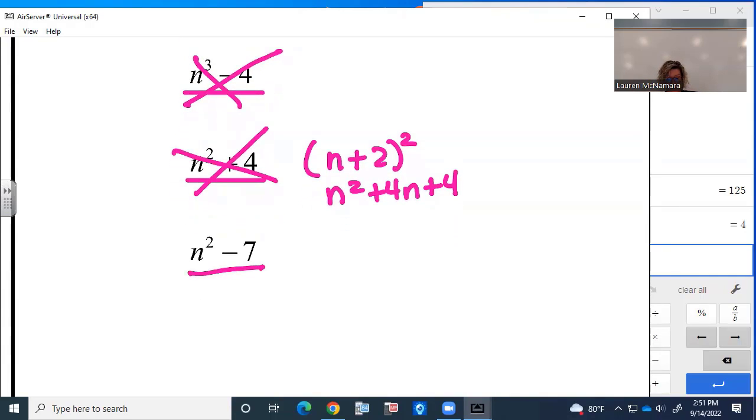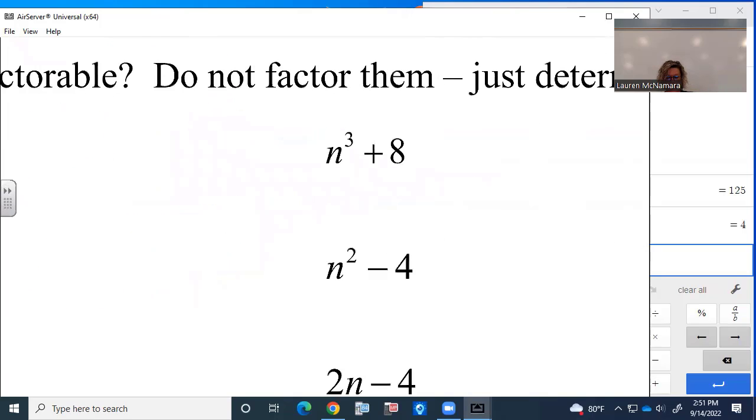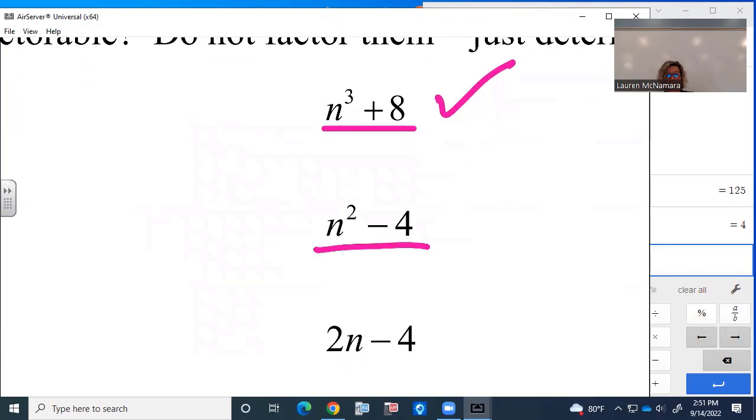The next one. Is subtraction happening? Yes. Are both terms perfect squares? No. Are they perfect cubes? No, not factorable. Next one. Is subtraction happening? No. Are both terms perfect cubes? Yes, factorable. Next example. Is subtraction happening? Yes. Are both terms perfect squares? Yes, factorable.